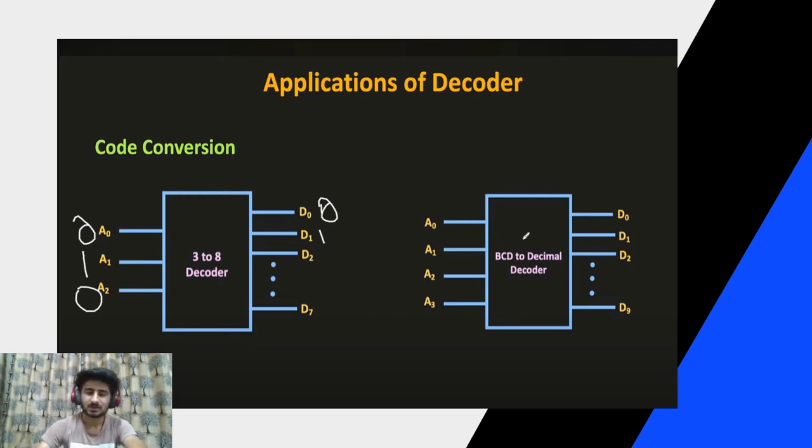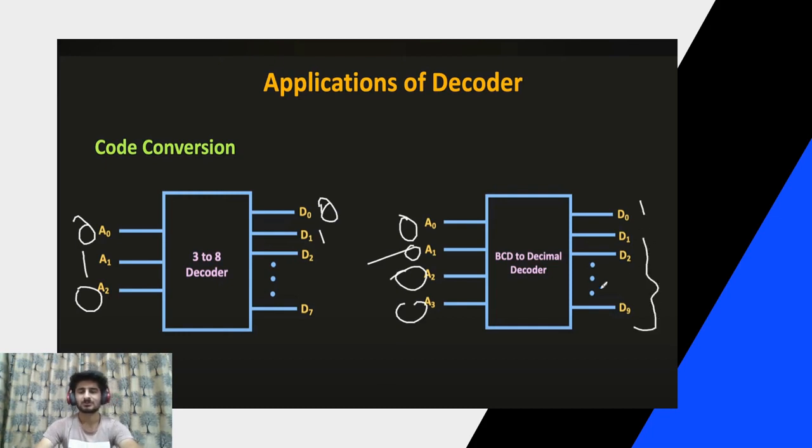There is also the binary to decimal converter application, which is a trimmed version of the decoder, and it has 4 input lines. According to the rule of a decoder it should have 16 output lines, but it doesn't. It's a general thing that the output lines should be equal to 2 raised to power n or less than 2 raised to power n. So if its input is 0, 0, 0, 0, D0 will be active and the others become low. That is code conversion.